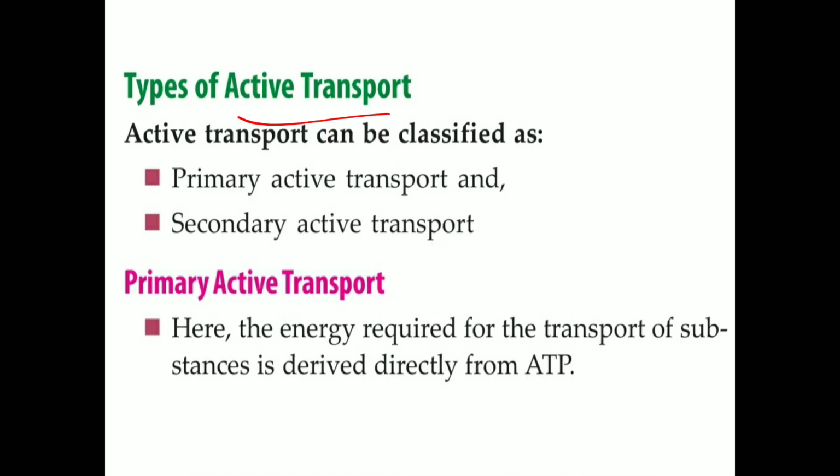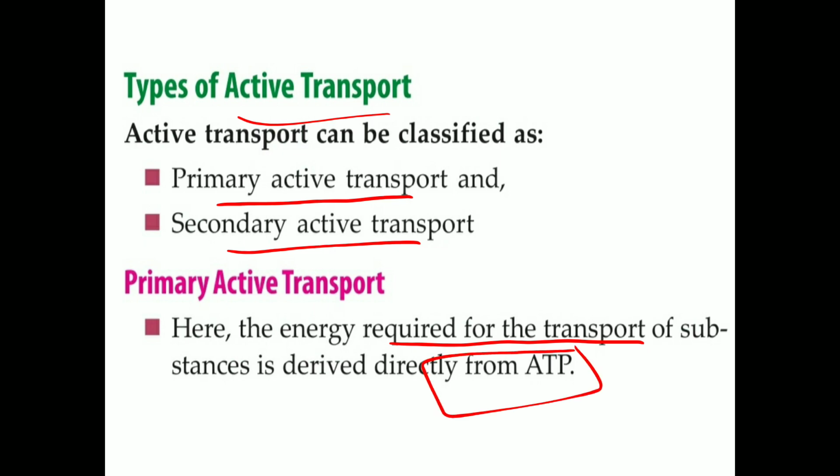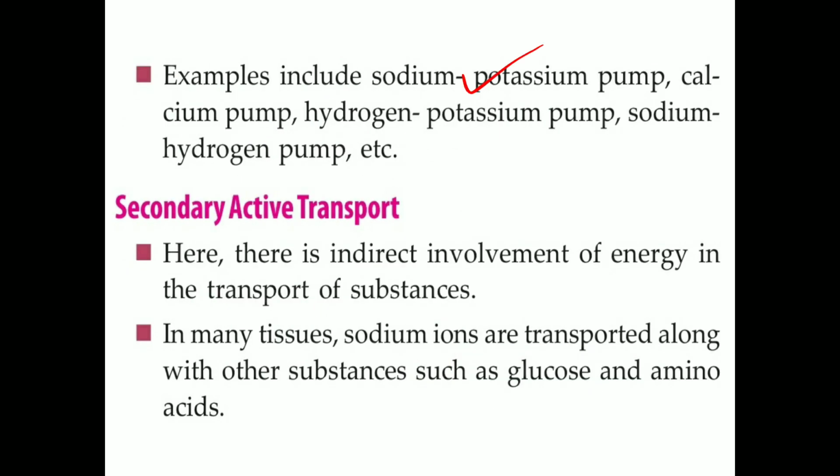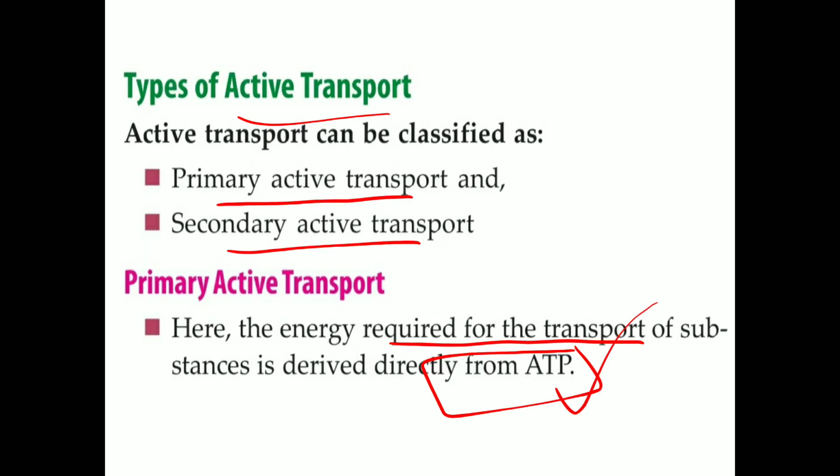The types of active transport we'll discuss. There are two types, primary active transport and secondary active transport. In primary active transport, energy is required for the transport of substances, and the energy is derived directly from ATP. The examples include sodium potassium pump, calcium pump, hydrogen potassium pump, sodium hydrogen pump. All these utilize energy directly from ATP.